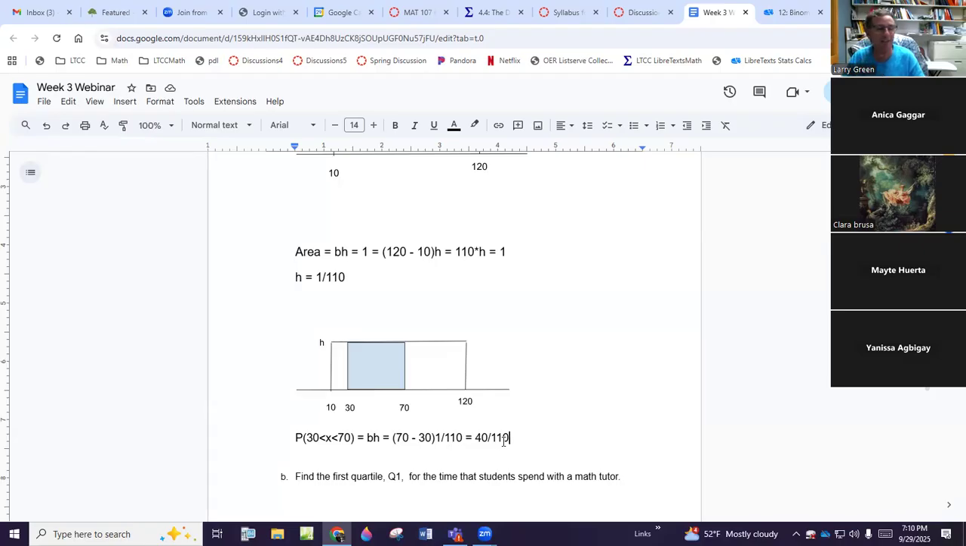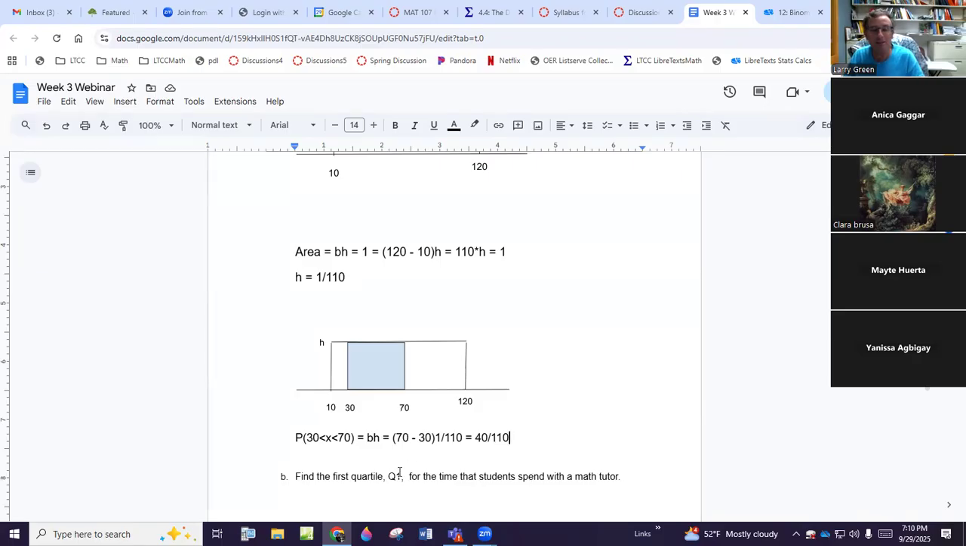All right, next, let's find the first quartile, Q1, for the time the students spend with the math tutor. Who remembers the definition of the first quartile? It's very important. That's going to be part of your project, by the way. You're going to have to interpret it and talk about how the client's going to use the first quartile. But who remembers the definition of the first quartile? I'll see y'all jumping in. Maybe I should give you a reminder.